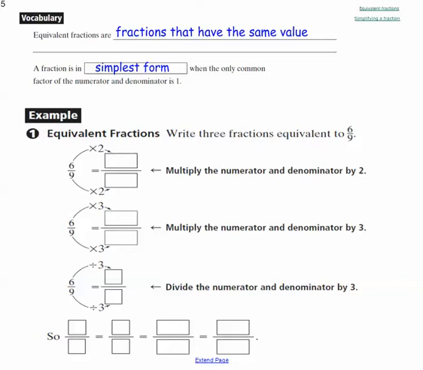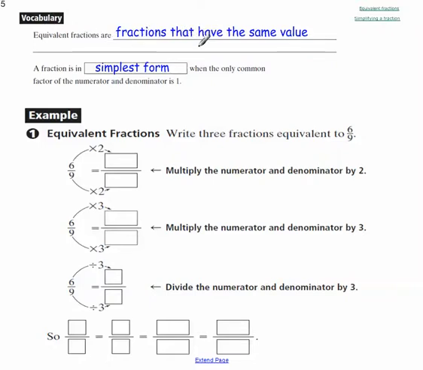Hi all, today we're going to be talking about equivalent fractions and therefore also simplifying a fraction. So this is anything that is in our notes packet with a number 5 in the upper left hand corner. Alright, so as always, some vocabulary that we need to know.